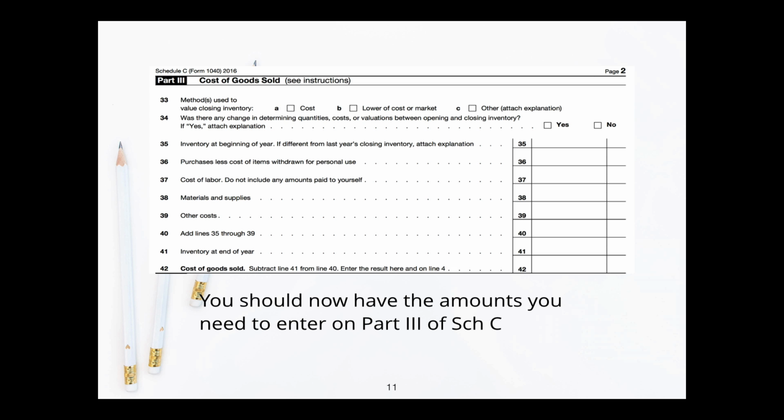All right, so here we are looking at part 3 of the Schedule C again. Now, based on those steps that we just performed, we should have the amounts that we need to enter on part 3 of your Schedule C.